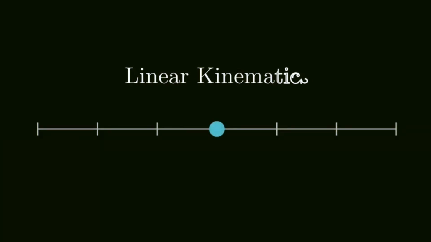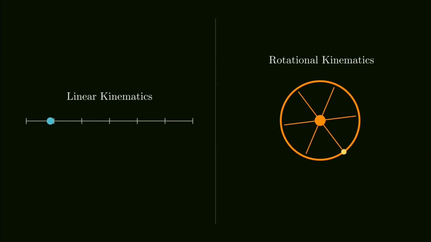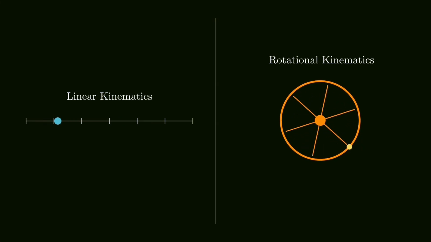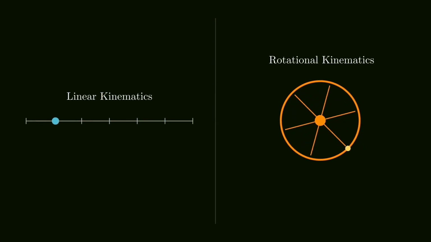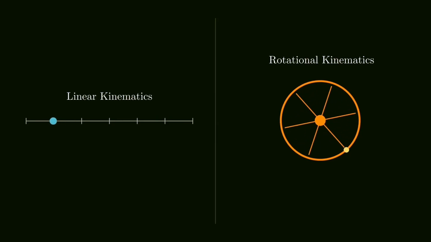Welcome back. In our last video, we used calculus to unlock the three fundamental equations of linear motion. But what happens when an object isn't traveling in a straight line? What if it is just spinning in place like a wheel, a turbine, or a planet? The linear equations we derived are entirely useless because the center of mass isn't actually going anywhere.